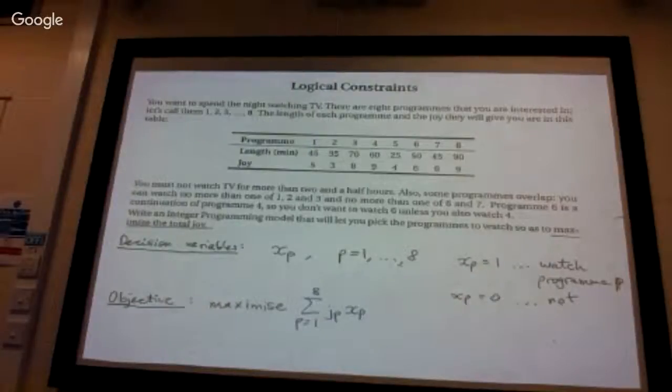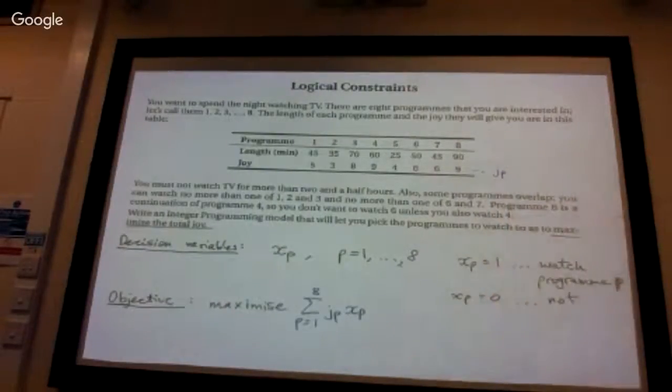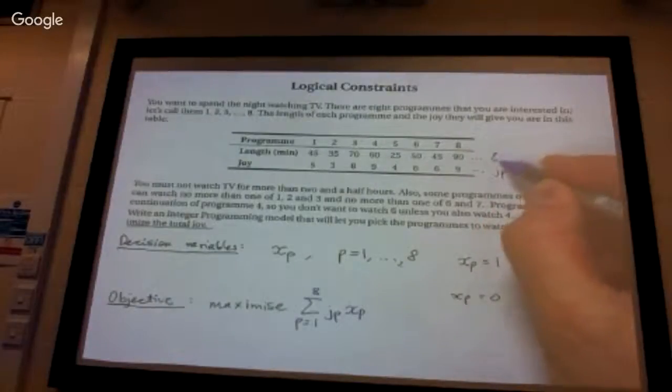And then, especially if you're going on to do the code, that creates some problems because you don't know what to write in Mosel. So it's always good to have something like that. Yes, to your question, George, you can't just write JPXP without saying anything. You should say what JP is, because otherwise you're not saying what JP is. Somewhere you should say that JP is the joy of program P.